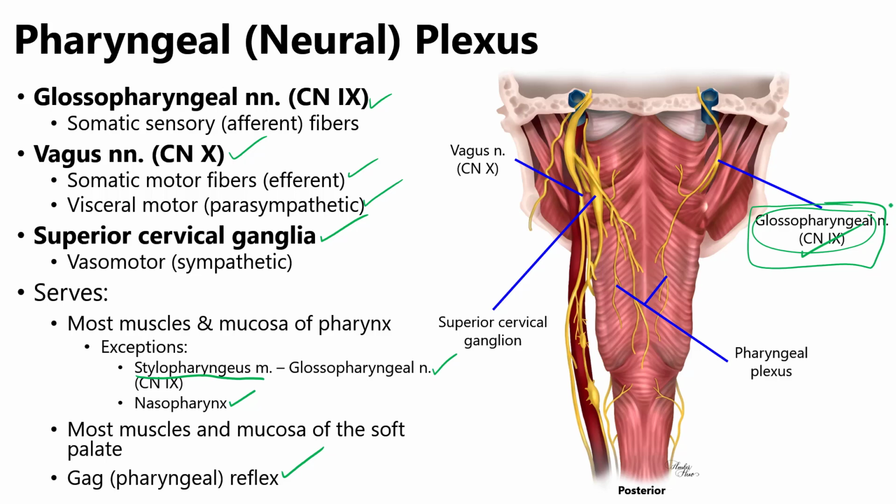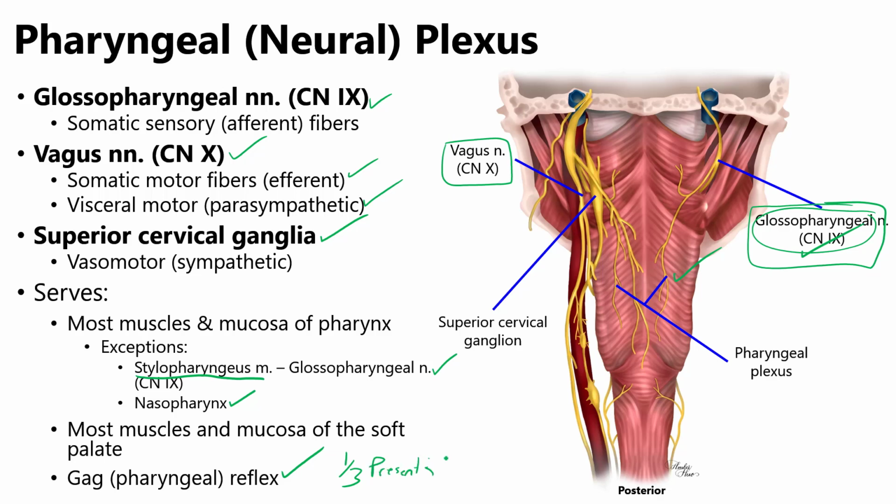And so what happens is the sensory component, the glossopharyngeal nerve of the plexus, picks up this stimulus, and it sets in motion a near instantaneous and not conscious reflex where the vagus nerve contracts not just the muscles of the pharynx, but also starts to invoke help from abdominal muscles to expel any foreign bodies from the pharynx so that you don't choke on them.